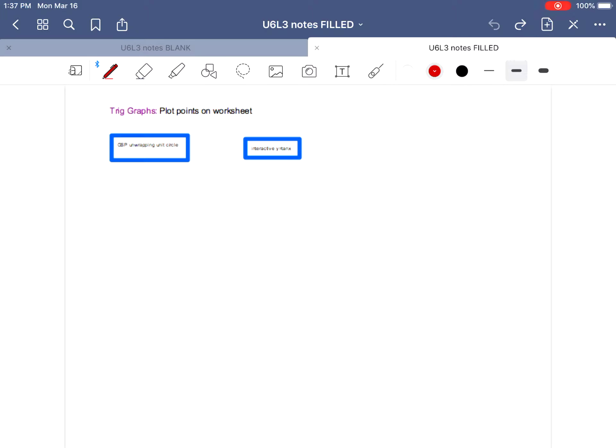Here's the video for U6L3. So the things we're going to look at today are the graphs of sine x and cosine x, and we'll also bring back the ideas of transformations and apply those to these two specific trig graphs.